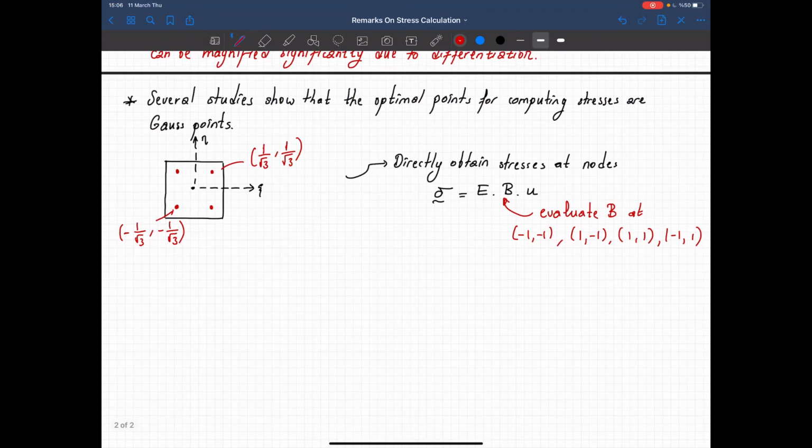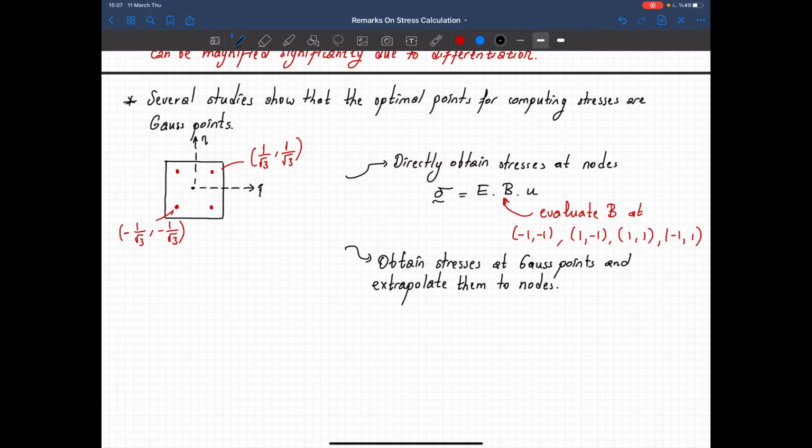So the other option could be to obtain stresses at Gauss points and then extrapolate them to nodes. So in certain elements, you will see that this produces better results than directly obtaining the stresses at the nodes.